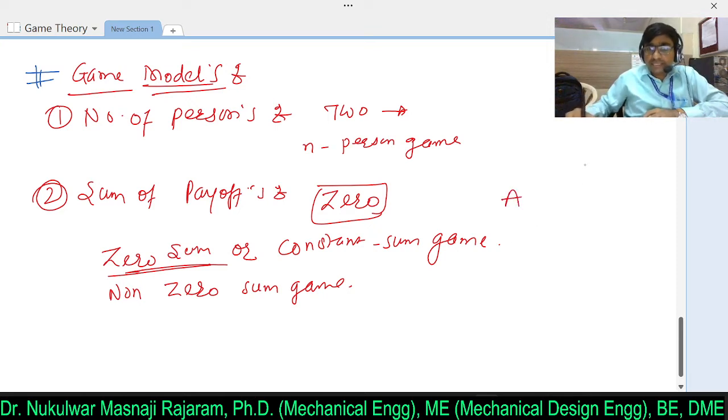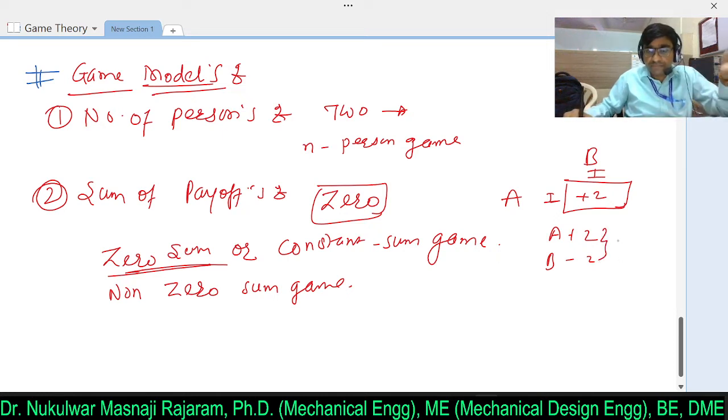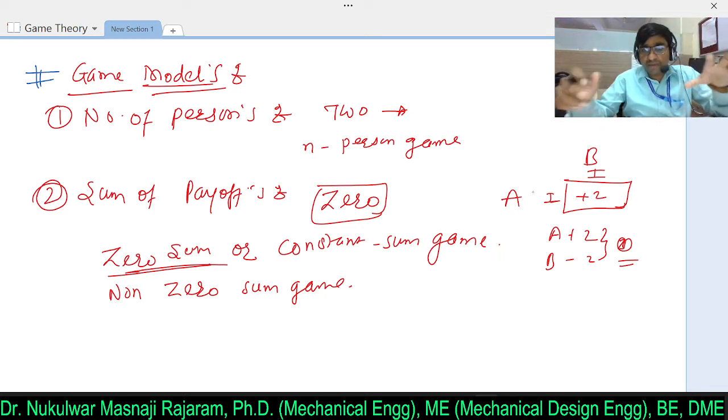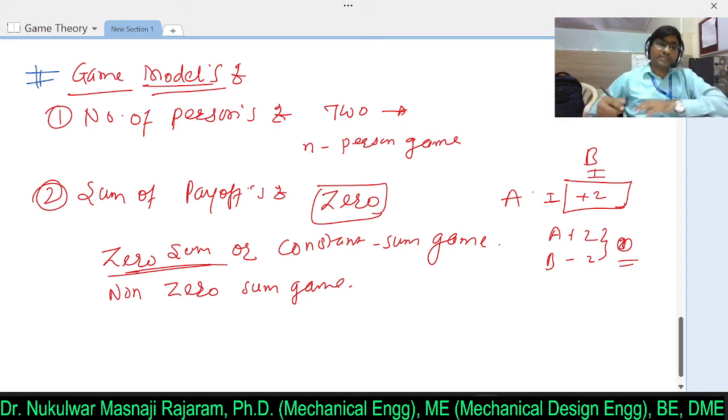If there are two players, A and B, and both have one strategy, let's say A has one strategy and B has one strategy. Here if I write +2, then A will win 2 and B will lose 2. So if you consider the net profit or net payoff, it becomes 0. Because as much as A has gained, B has lost, so the total payoff becomes 0. So it is called a zero sum or constant sum game.